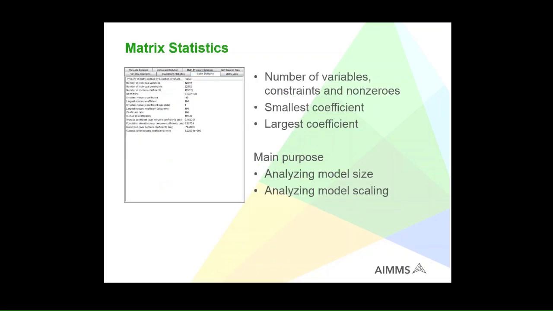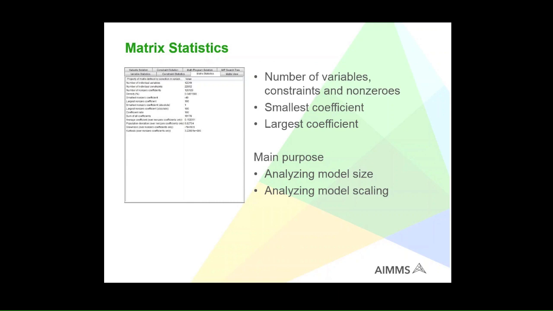The second part is the matrix statistics. What you see there is the number of variables and constraints that you have selected in the two left trees on the left side. The smallest coefficient, the largest coefficient, and it's an easy way of finding out where your model size is.